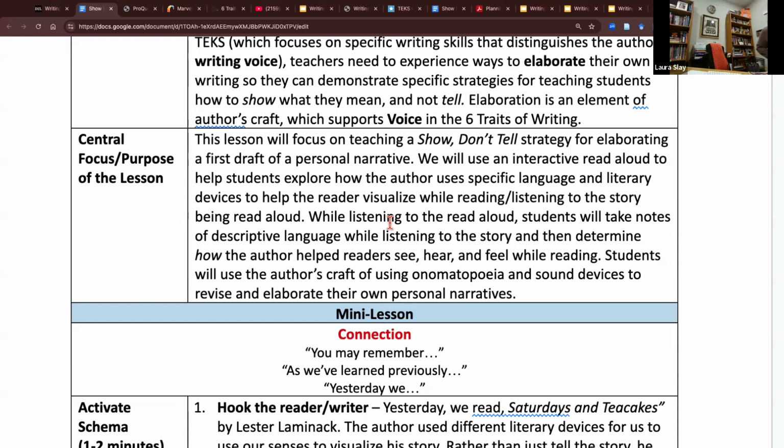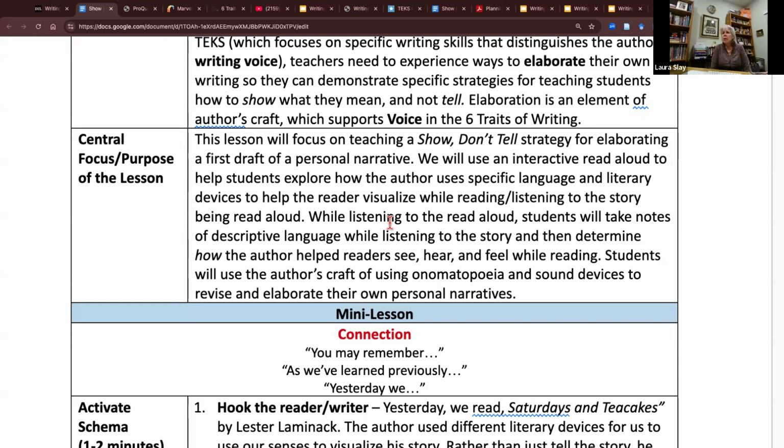Okay, so I explain that this lesson will focus on teaching a show, don't tell strategy for elaborating a first draft of a personal narrative. We will use an interactive read aloud to help students explore how the author's use of specific language and literary devices helps the reader visualize while reading or listening to the story being read aloud.